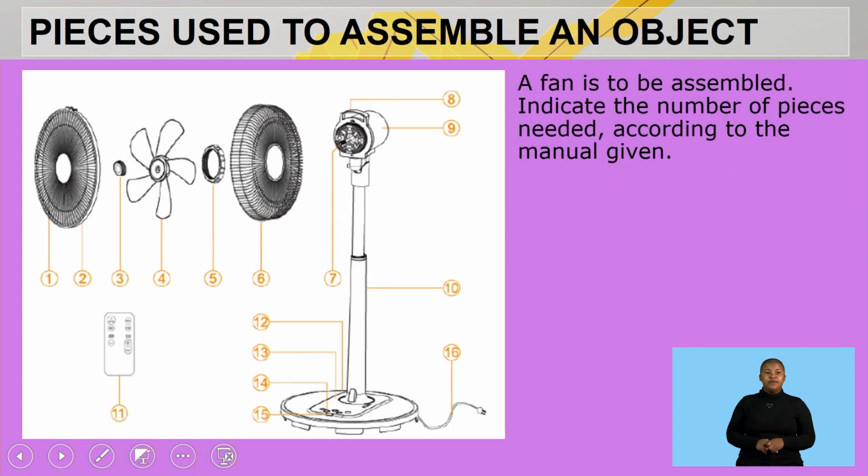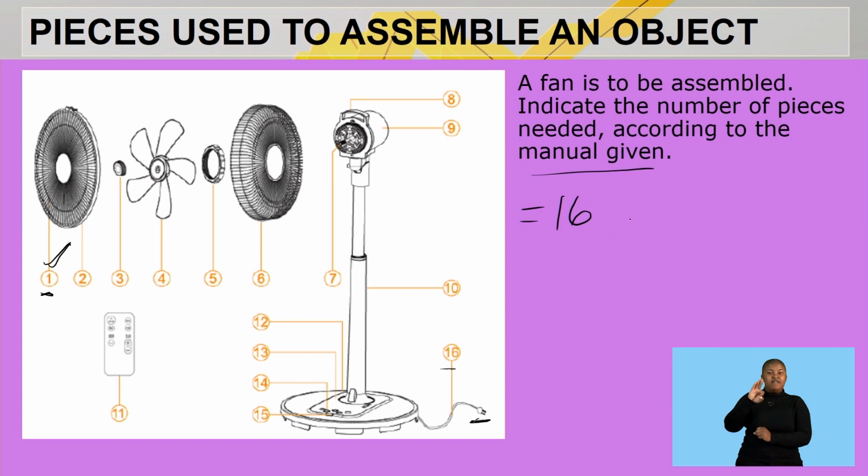And now the second example, we are looking at a fan. It says a fan is to be assembled. Indicate the number of pieces needed according to the given manual. So now according to this manual that is given to us, it means you will need from this piece, which is number 1, up to the 16 piece, which is the cord set. So now it means we are going to need the 16 pieces, so here we can say 16 parts, and we are also going to need 11 screws.